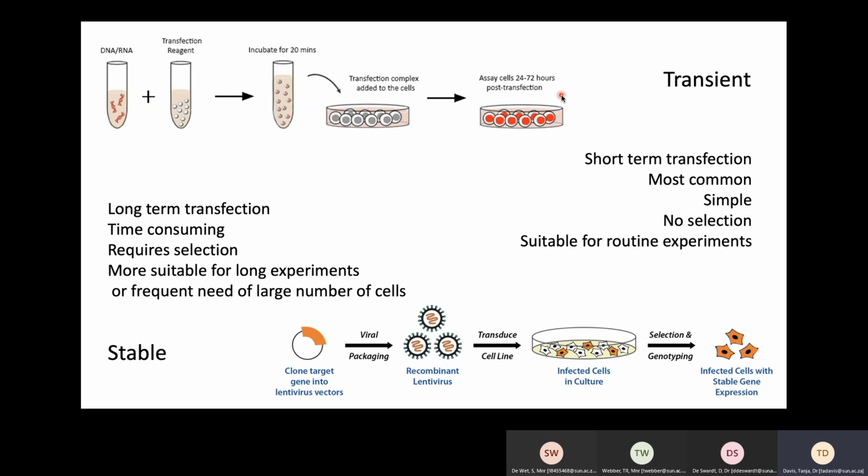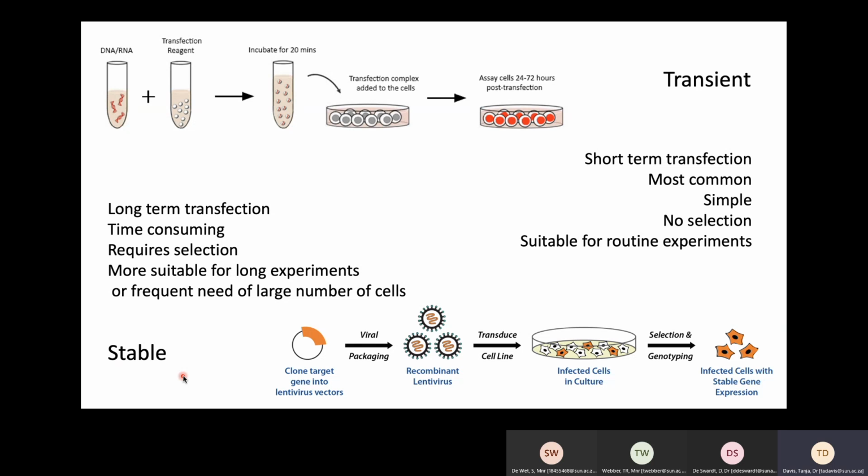So this is fairly simple. There's no special selection that takes place, and this is suitable for various experiments. This is why it is the most commonly used method. But this only allows for short-term transfection, so your cells will only be transfected for a few days. If you need something a little bit more long-term, then you might have to consider doing stable transfections.